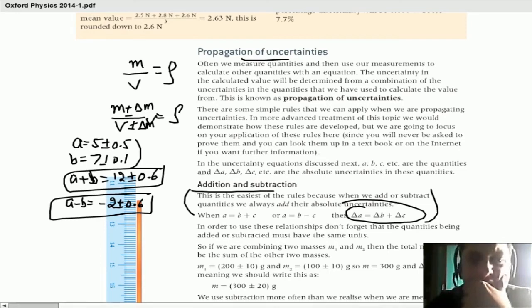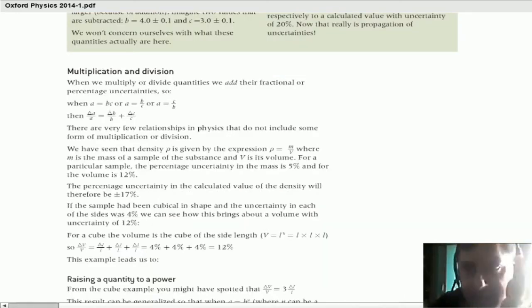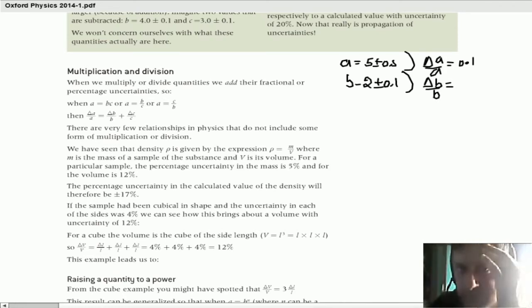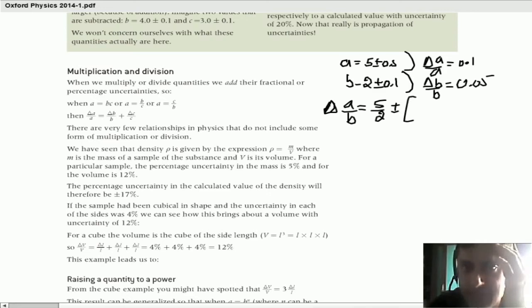Yes. During multiplication and division, the fractional or percentage uncertainties get added. Let's say A is 5 plus minus 0.5, so its fractional error is 0.1, and B is 2 plus minus 0.1, then its fractional error is 0.05. So if you have to divide A by B, it's going to be 5 by 2 plus minus. Just add them.